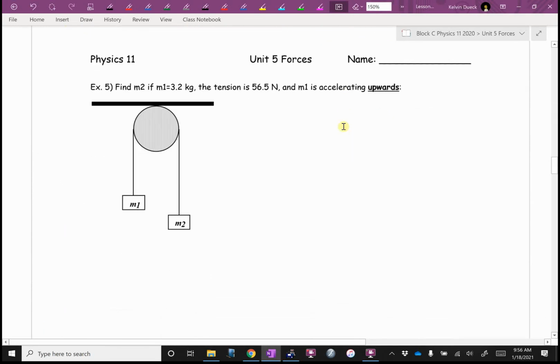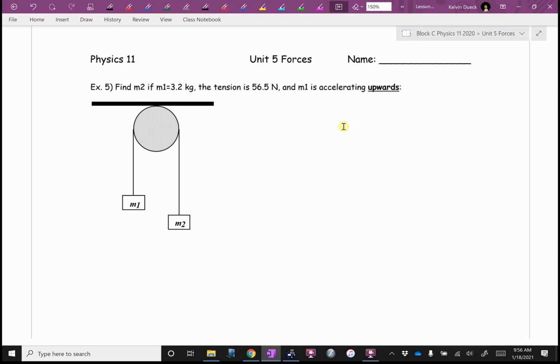I like example 5. Example 5 is a nice question. Naomi, what are they asking us to find in example 5? No, read carefully. This is what I call a missing mass question.